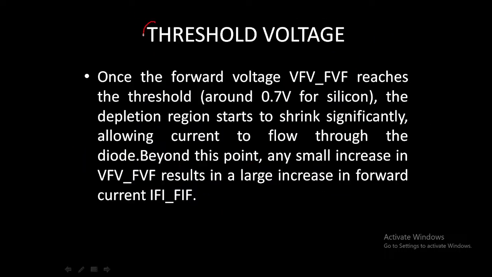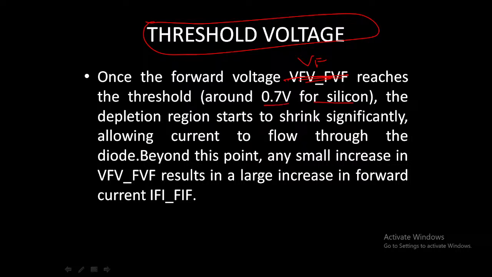Next point is threshold voltage. So the forward voltage, it is not VF, it is Vf. Once the forward voltage Vf reaches the threshold, around 0.7 volts for silicon, the depletion region starts to shrink significantly. We saw yesterday what happens when it reaches the threshold voltage and what happens when the external voltage crosses it, allowing current to flow through the diode.